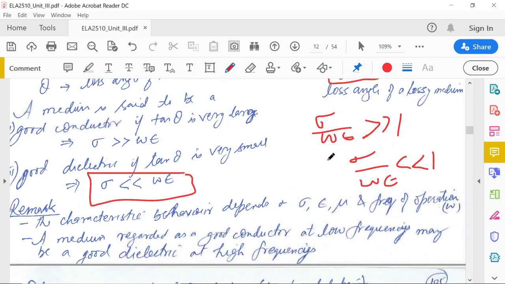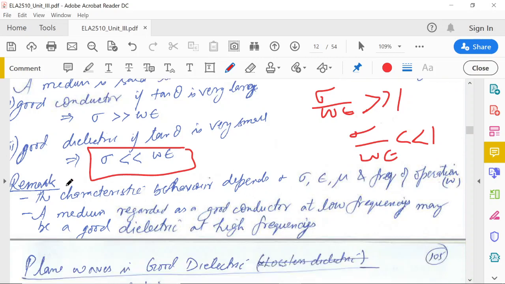But as the frequency increases, for the same conductivity, same sigma, this omega will become very high. At high frequencies, gigahertz or terahertz, this ratio will become very much less than 1. Then the same conductor which was very good at low frequency will now become a bad conductor and will lead to a good dielectric at the high frequency. This is a phenomenon which depends upon the frequency. So the characteristic behavior depends upon sigma, epsilon, mu, and frequency. A medium regarded as a good conductor at low frequency may be a good dielectric at a high frequency.